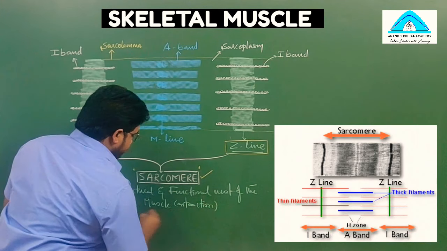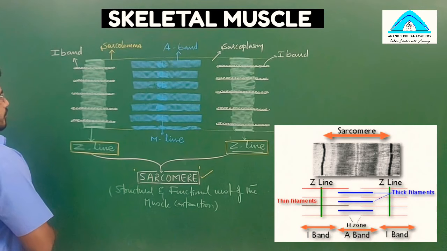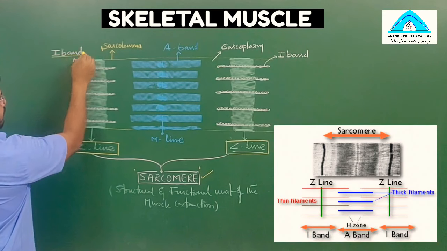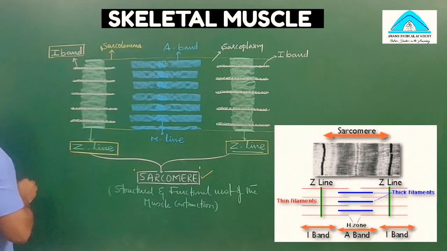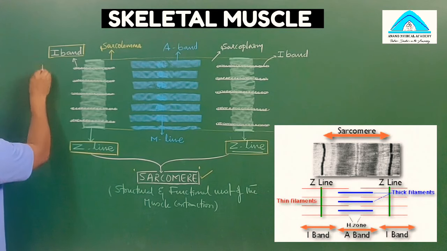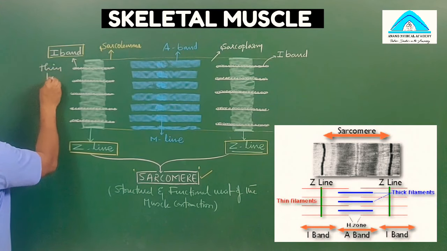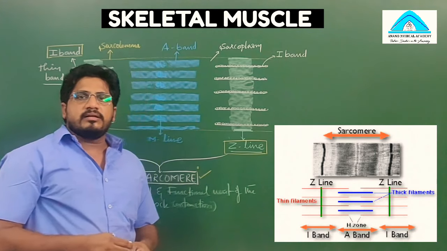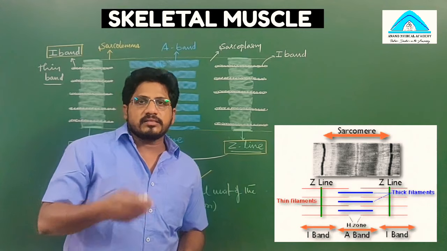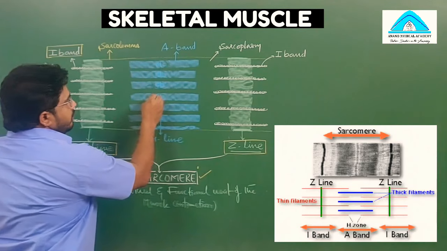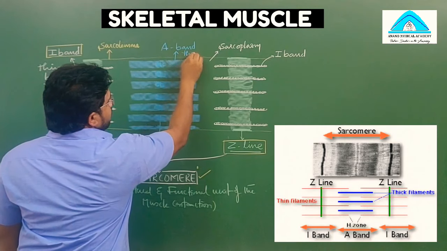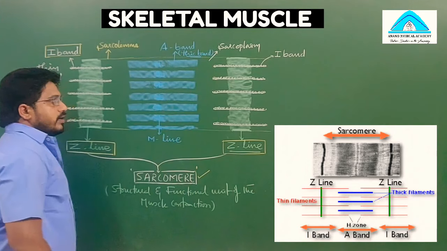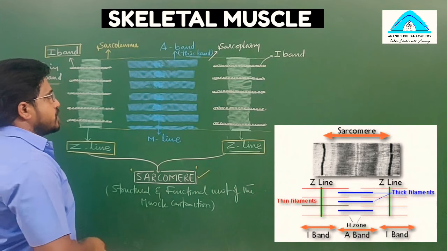This is very important. Now, the Z line is present at the center of the I band. I band is also called thin band. Why are they called thin band? In microscopic examination, they appear very light in color. Light means thin, whereas the A band appears very dark. That's why the A band is called thick band. They are band-like structures that appear thicker in microscopic observations.